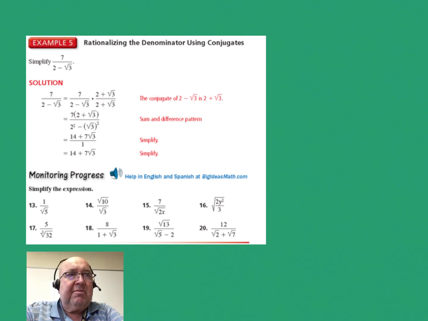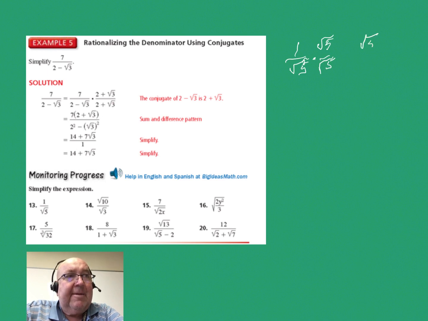So I'm going to work some problems here, starting with number 13 down there: 1 over radical 5. We're going to multiply by radical 5. We need to do both top and bottom because that's the same as multiplying by 1. The top is just radical 5, since anything times 1 is itself. Then on the bottom, radical 5 times radical 5 is 5. So my answer is radical 5 over 5.